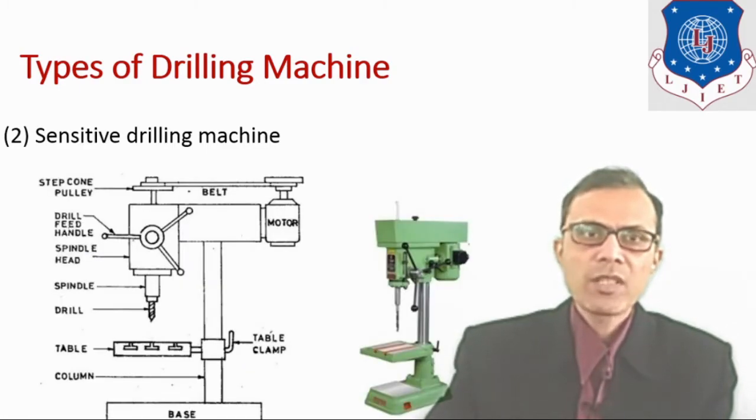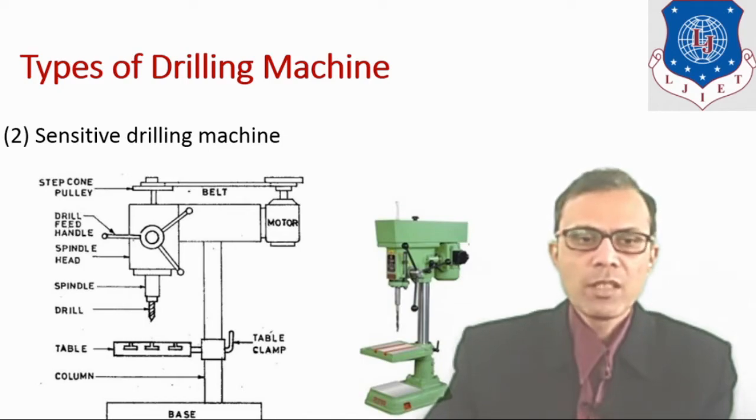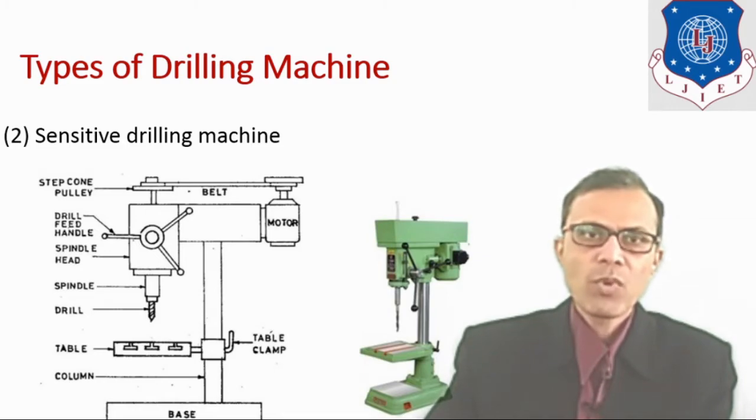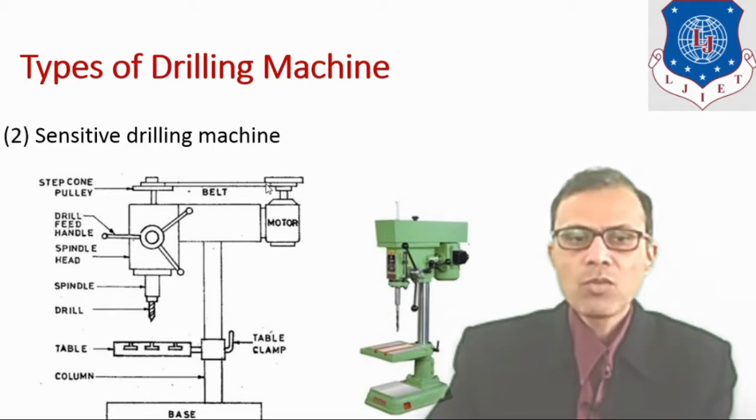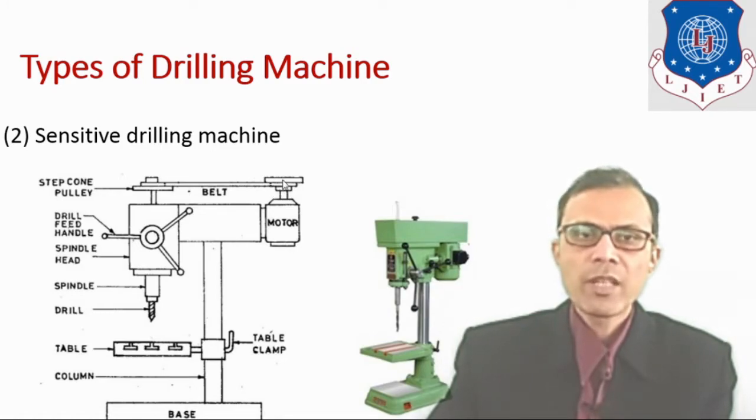Next type of drilling machine is the sensitive drilling machine. It is a small capacity drilling machine which is used to produce small size holes in a workpiece. It consists of base, pillar, drill head, electrical motor, work table, and cone pulley. There are two cone pulleys. One is fitted on the driver side and another is fitted on the driven side. And the power is transmitted to the drill spindle with the help of a belt drive.